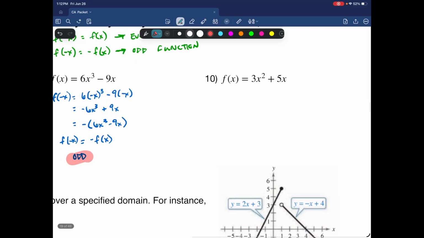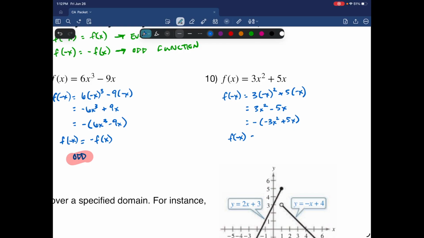All right, so let's try this one. All right, I'm plugging in negative x. So I got 3 times negative x all squared plus 5 times negative x. Let's see, I got 3x squared minus 5x. That's not my original. Let's factor out a negative. I got negative 3x squared plus 5x. The inside of that parentheses is also not my original problem. So I plugged in negative x. It did not equal f of x. And it did not equal negative f of x. So this would be neither.